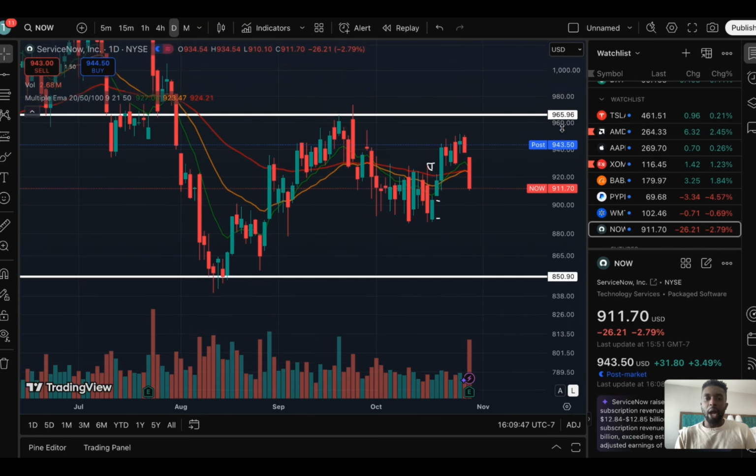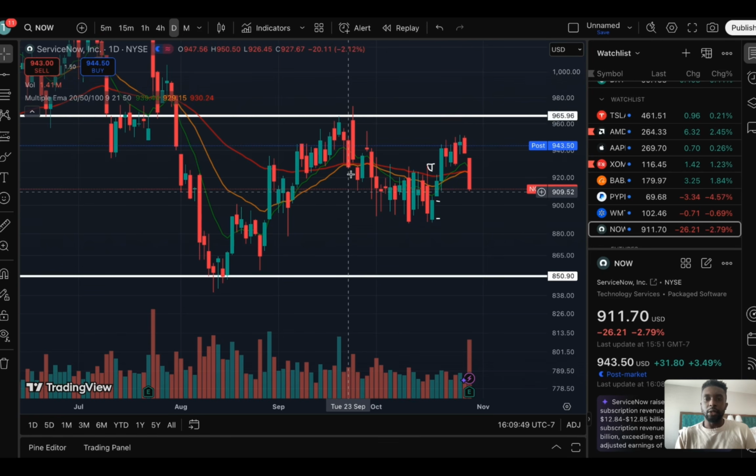Let's look at why I picked this level as a level of resistance. The level here is $965.96. ServiceNow ran from 850 all the way up to 965 on this date here, and it sold off. It then came back to that level and sold off again. Now, we've been selling off, and with the overnight jump, we might reach that level again and sell off. If that does happen, then you can see this as a very strong level of resistance drawn on the daily time frame.